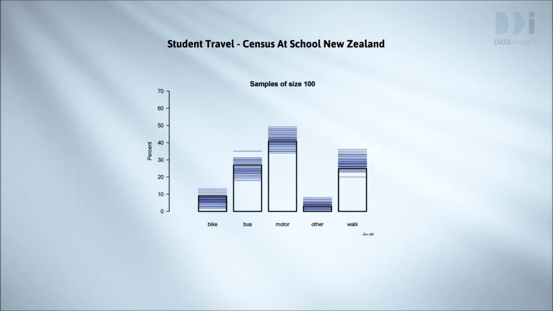Here we are sampling from the Census at School New Zealand database. The question asked how students travelled to school. We're seeing bar charts of the percentages using the various modes of travel from repeatedly taking samples of size 100. Again, footprints are being left from the results of previous samples so we can see how different the answers these samples give us can be. In the static image, the black bars show the true percentages in the database. The distances between the blue footprints and the black true values are the sampling errors being made for each sample.